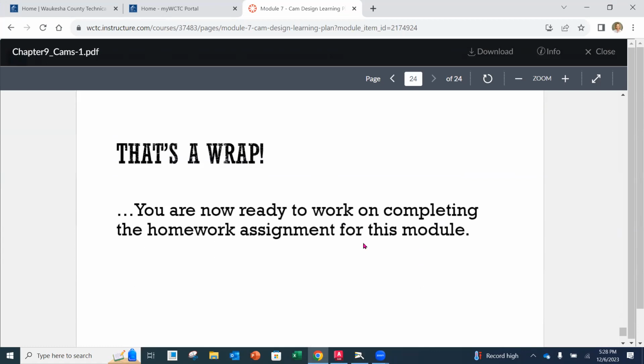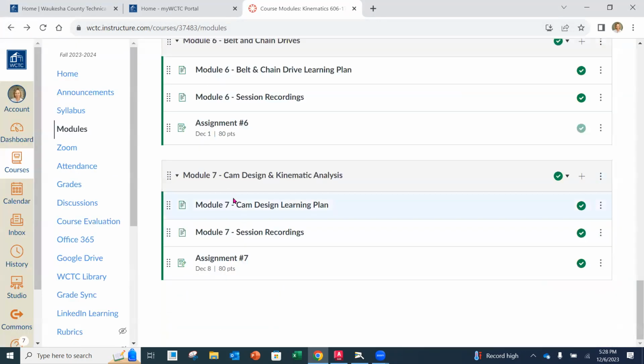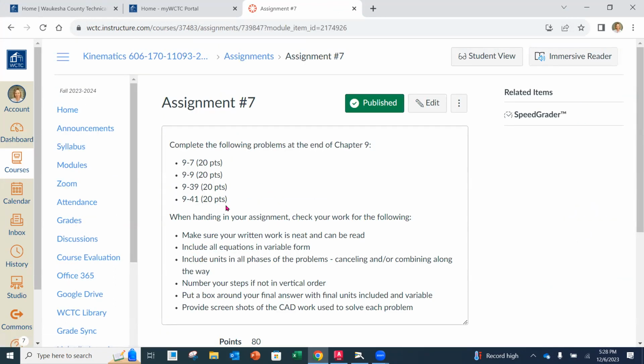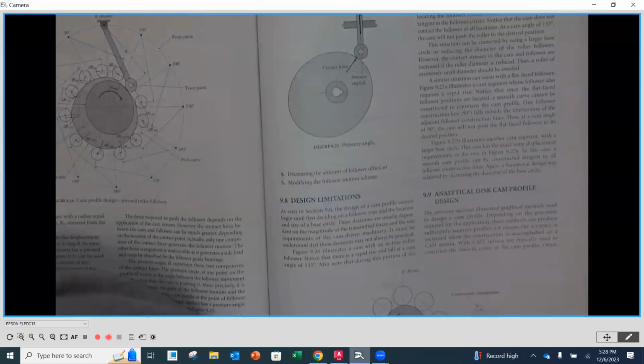So that means that you are now ready to complete all the homework for this particular module. Okay, so kind of broken up in two sections. The first section is doing displacement diagrams, and the second part is going to be doing cam profiles. So let's take a look at your homework. Back over here. So assignment number 7 corresponds to module 7. So you've got 4 homework assignments. We've already looked at the first 2, which were displacement diagrams, and these last 2 now are going to be our cam profiles. Okay. So we're gonna look at 39 and 41.